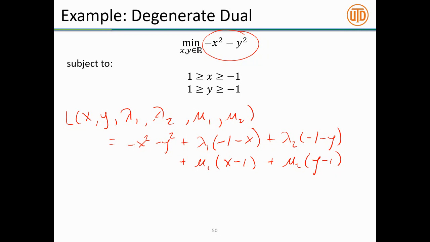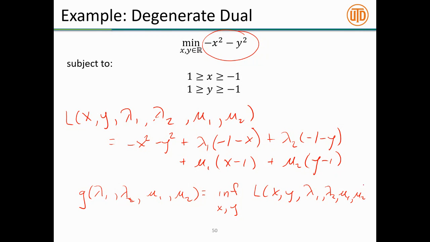So maybe let me write it down while you're thinking about it. To get the dual function, which is a function of the Lagrange multipliers, I have to take the infimum over x and y of L(x, y). So what is this thing?